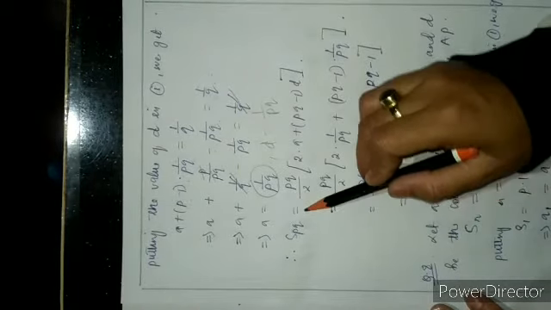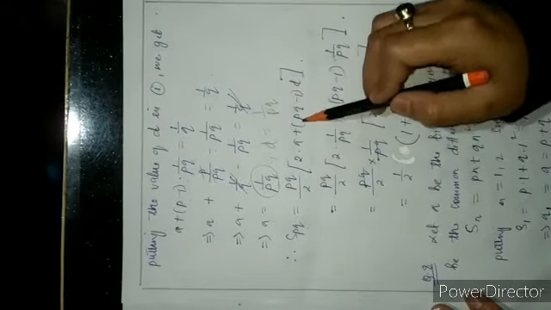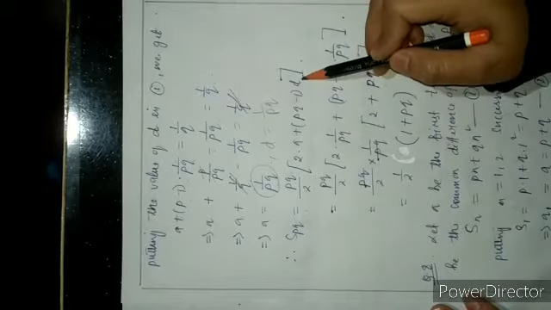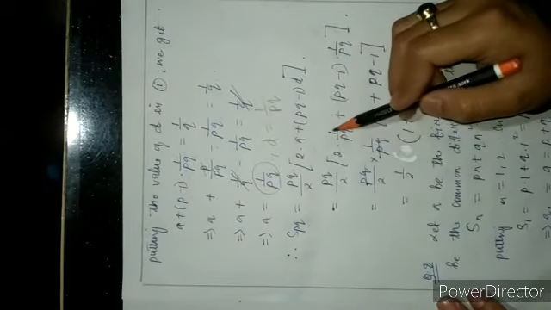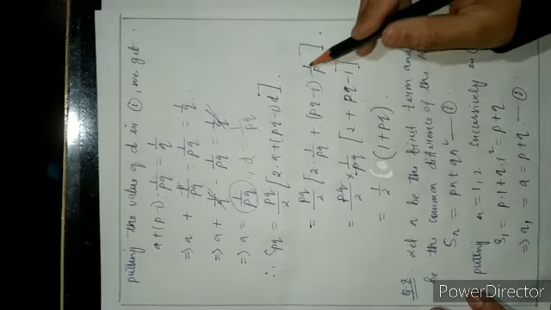The sum of PQ terms is equal to PQ divided by 2 times of A plus PQ minus 1 D. Substituting, PQ divided by 2 into A, the first term is 1 by PQ, plus PQ minus 1, and the common difference D is 1 divided by PQ.